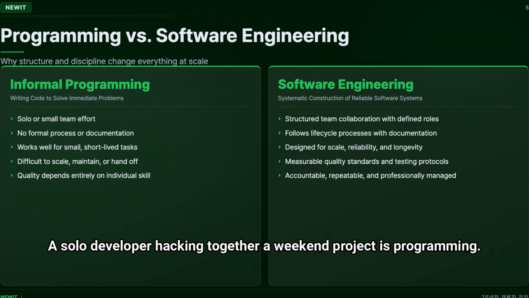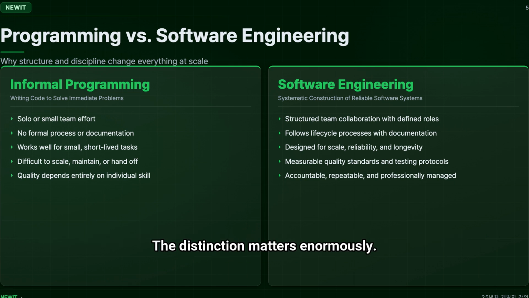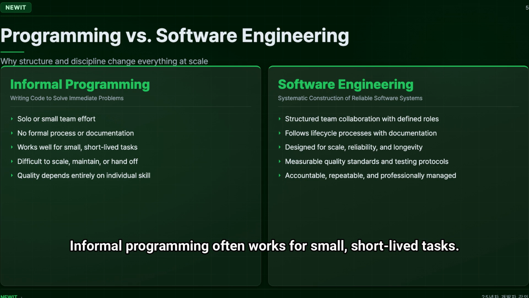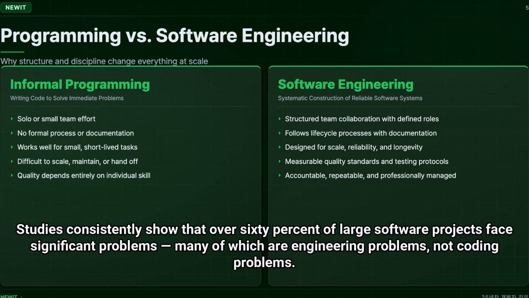A solo developer hacking together a weekend project is programming. A team of 50 engineers building a banking system used by 10 million customers is software engineering. The distinction matters enormously. Informal programming often works for small, short-lived tasks, but without engineering discipline, large software projects routinely run over budget, miss deadlines, contain critical bugs, and ultimately fail.